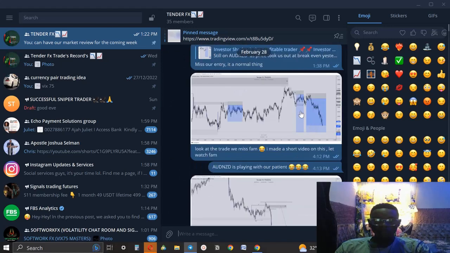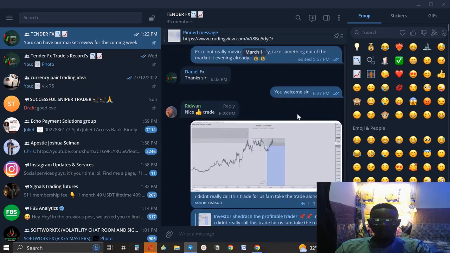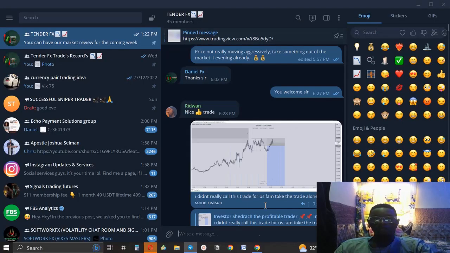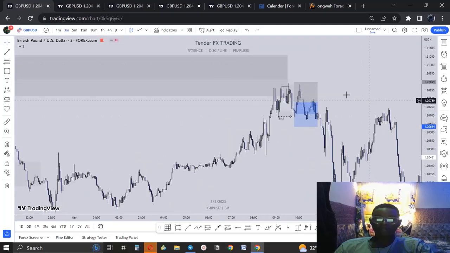Where was the entry? Okay, this was the entry. Can we see that? This was the entry. This was my stop loss above this side. Then immediately when I placed my position, I was just waiting. I was just sitting, just folding my hands to see what price will do next.